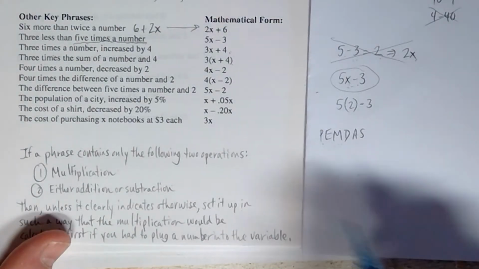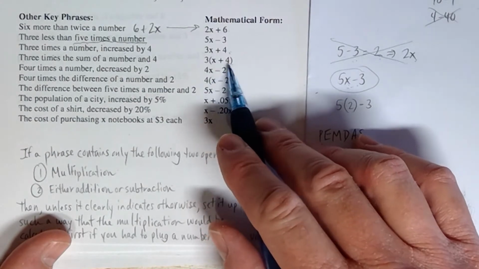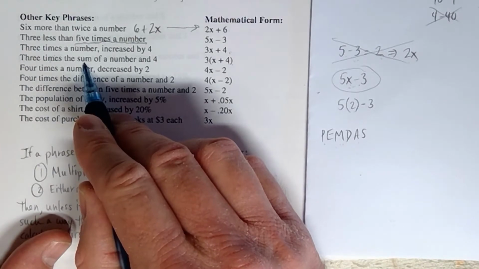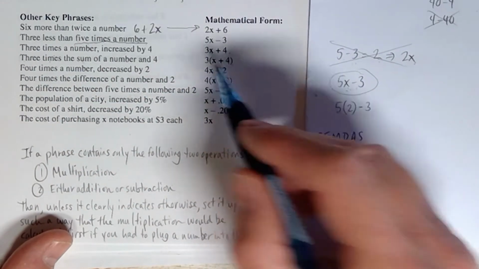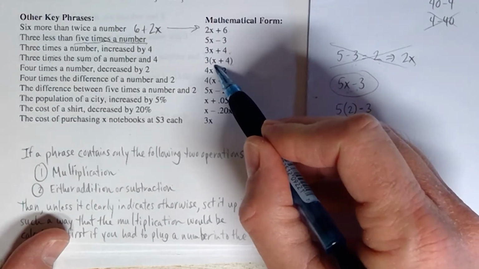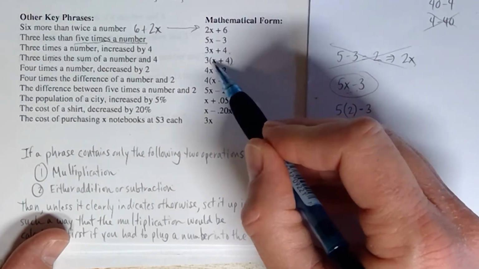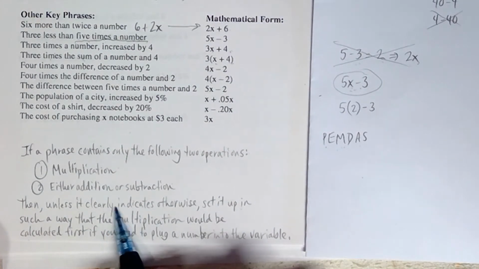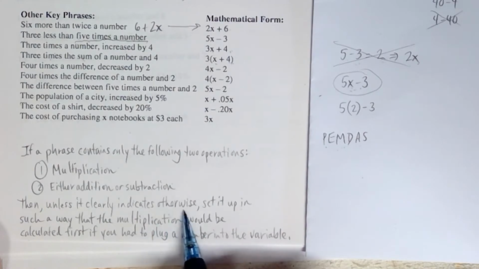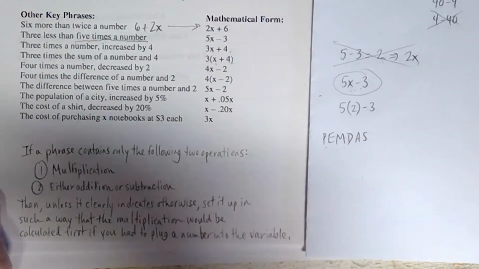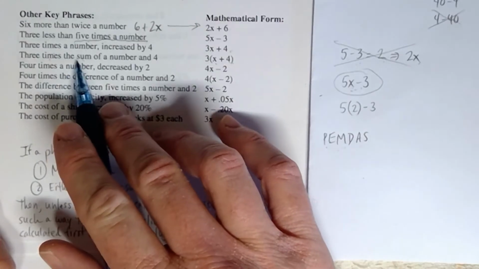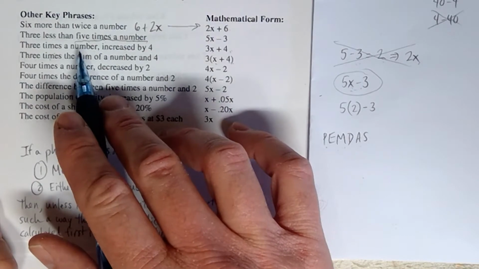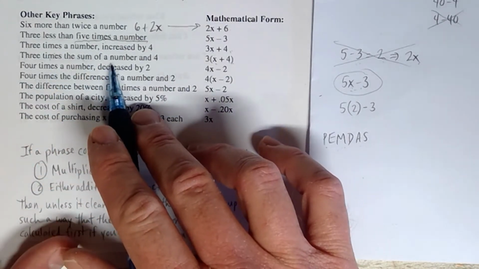So that then brings us to this next problem here. Why is it that even though they mention multiplication and addition here, where some means addition, they set it up so that if I plugged a number into this, the addition would be calculated before the multiplication? Why? It's because, as I mentioned down here, unless it clearly indicates otherwise. It does clearly indicate otherwise here because it says 3 times what? It does not say 3 times a number like it did up here. It says 3 times the sum.